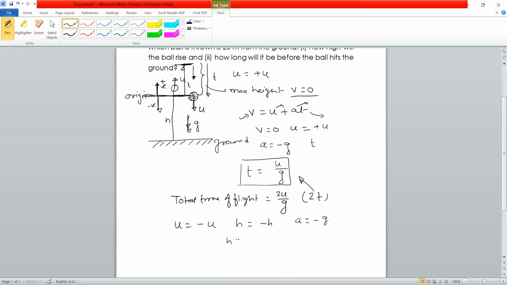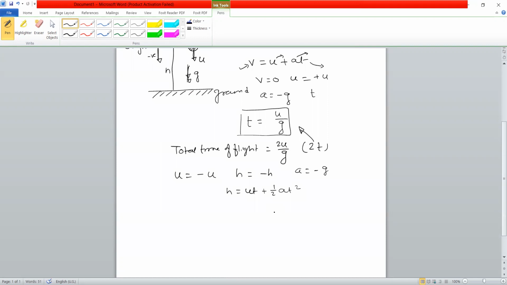So we may use h equals ut plus half at square. Substituting the values, minus h equals minus ut minus half gt square. So the equation becomes h equals ut plus half gt square, that is, gt square plus 2ut minus 2h equals 0.